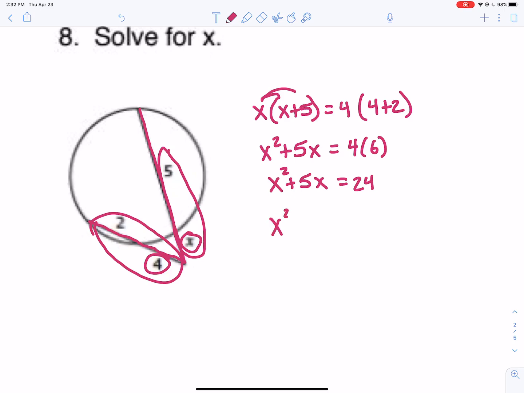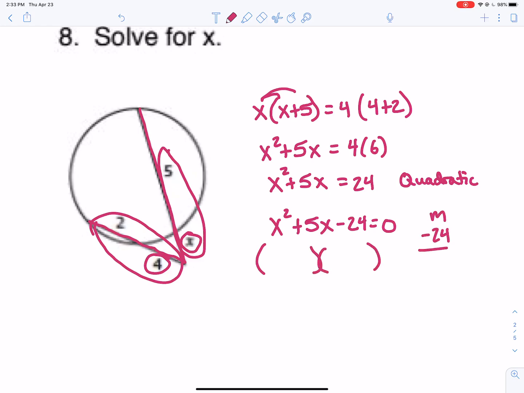And so let's put everything on one side because it's quadratic again. So once you notice you have x squared and it's not going to cancel out or go away, you have a quadratic equation. So you want to get everything on one side equal to 0. And then I'm going to try to factor it again. So I got to multiply to get negative 24 and add up to get 5. And so 8 times negative 3 and 8 plus negative 3 would be the numbers I need.